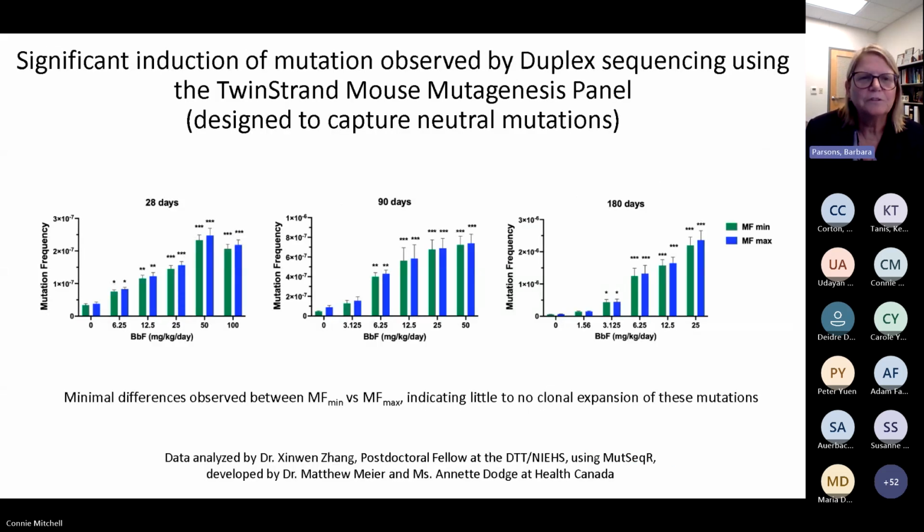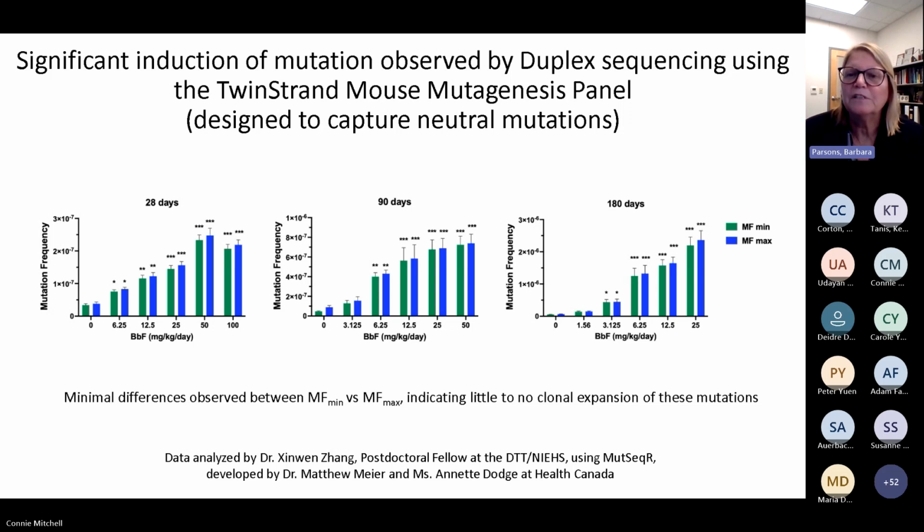So this is beautiful data. Again, it's duplex sequencing using the TwinStrand mouse mutagenesis panel. And what you can see very clearly is that at each time point, there is a significant dose-related increase in mutation frequency caused by this genotoxic carcinogen.